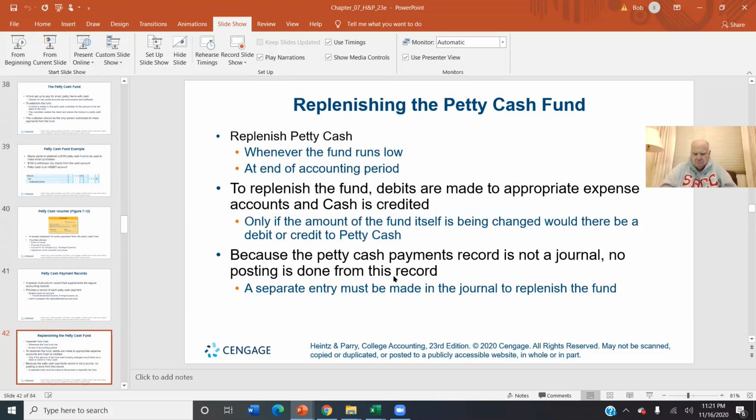When do you replenish petty cash? Hopefully just once a month. If you're replenishing petty cash every week, that's a problem. That's a real problem. It means that you are paying too many big items at petty cash that should perhaps be paid from the accounts payable checkbook, or you don't have enough funding in petty cash. Petty cash should last you on average about a month.